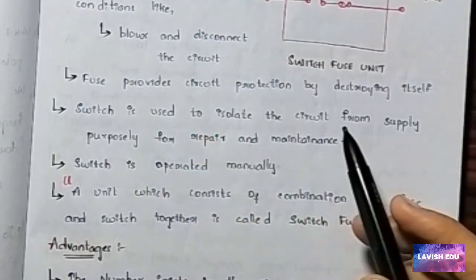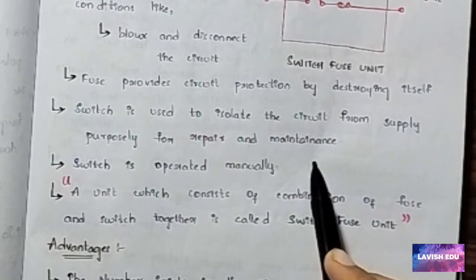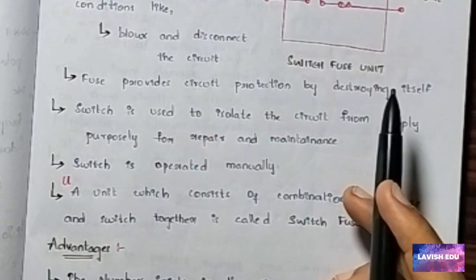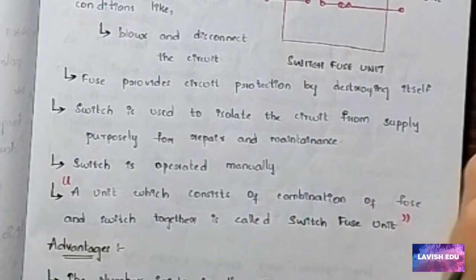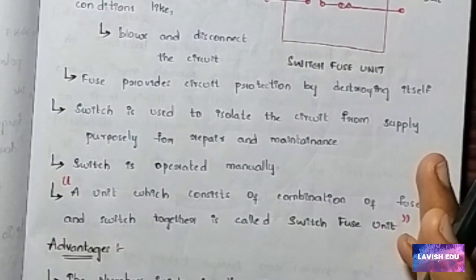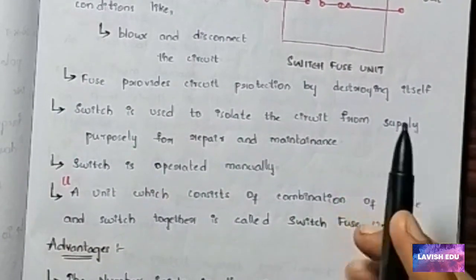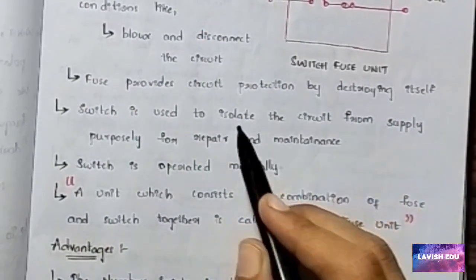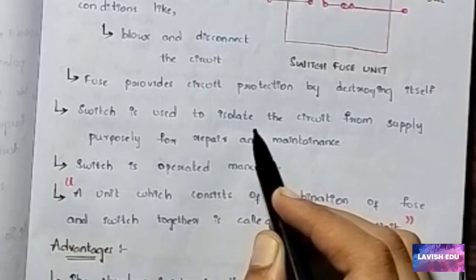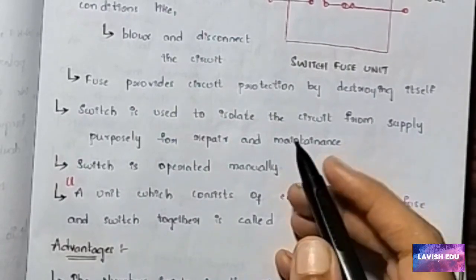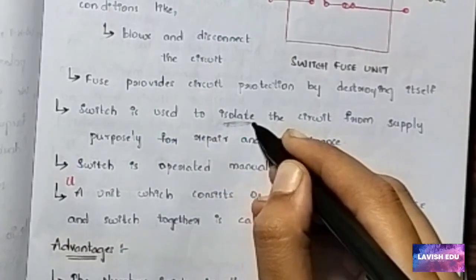What is a switch? A switch is used to isolate the circuit from supply purposely for repair and maintenance. Why do we use switches? To turn the supply on and off, or to operate quickly, so that we can make it pass electrons or not. We choose this by clicking switches. What does isolate the circuit from supply mean? What is meant by isolation? In corona time we saw what isolation means.